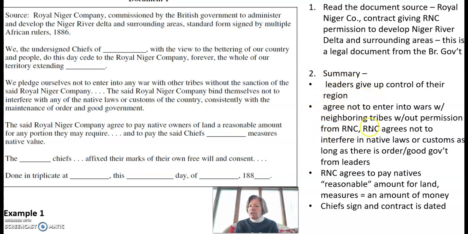They agree not to enter into wars with neighboring tribes without permission from the Royal Niger Company. The Royal Niger Company agrees not to interfere in native laws or customs as long as there is order and good government from the leaders. And the RNC agrees to pay the natives a reasonable amount for their land. A measure is any amount of money, and the chiefs sign and the contract is dated.